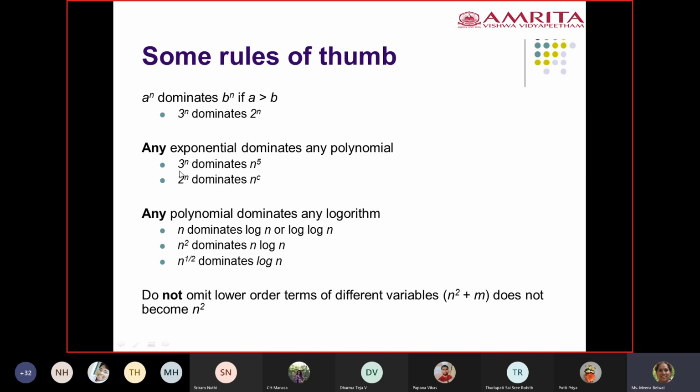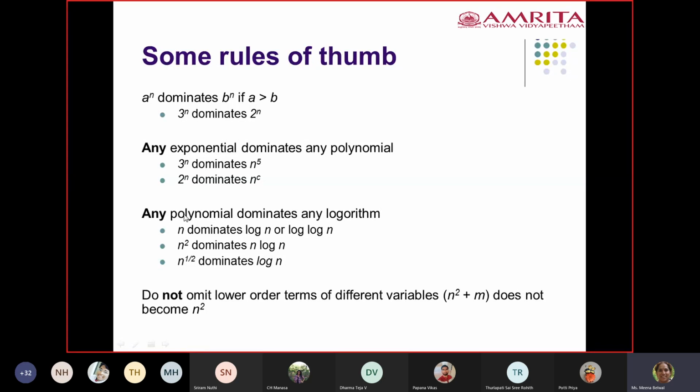So any exponential dominates any polynomial. So c to the power n dominates n to the power 5. Similarly, 2 to the power n dominates n to the power of c, where c is a constant. So this is a polynomial and this is an exponential. Then any polynomial dominates any logarithm, any polynomial. Okay, so n always dominates log n, or n dominates log of log n. Okay, n square will dominate n into log n, because it is n square versus n into log n. Also, n to the power of half will dominate log n.